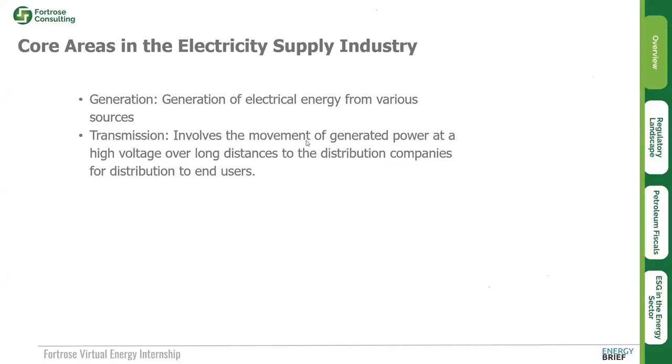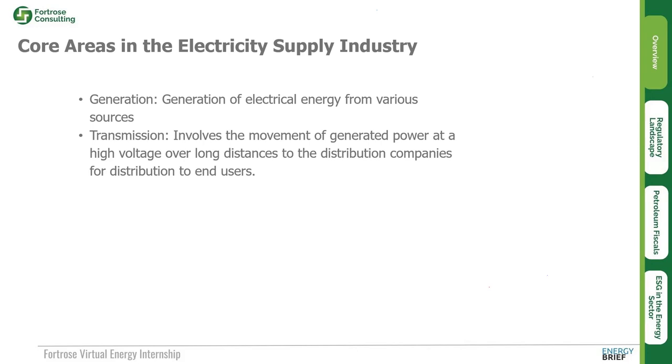And then we have transmission segments. Transmission involves movement of generated power at a high voltage over long distances to the distribution companies for distribution to end users. Now, don't mix up transmission with distribution. When electricity is generated, it can't be linked directly to your house, or else you would have high voltage and things will get spoiled in your house. So it's important to manage the transmission of electricity from the generation segment to the distribution sector. The transmission sector steps down electricity to a voltage for distribution companies to distribute.